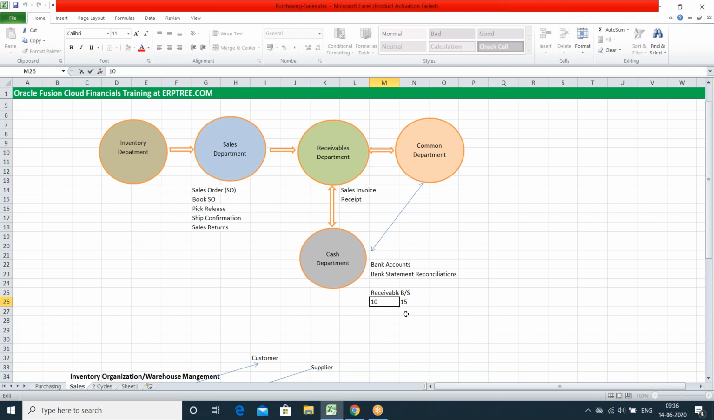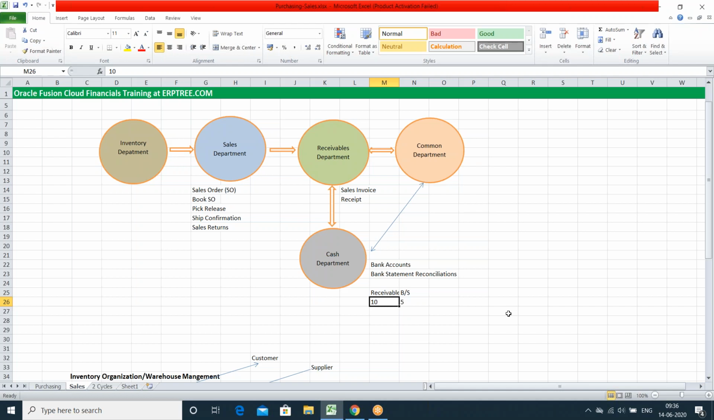Or else, as per receivables 10, but as per the bank statement only 5. Yes, as per the receivables department 10 payments are received, but only 5 are reflecting in the bank statement. You received 10 checks, but you might have submitted only 5 checks to the bank for clearing. The remaining 5 checks may be with the receivables department. These all need to be identified by doing the bank statement reconciliation.